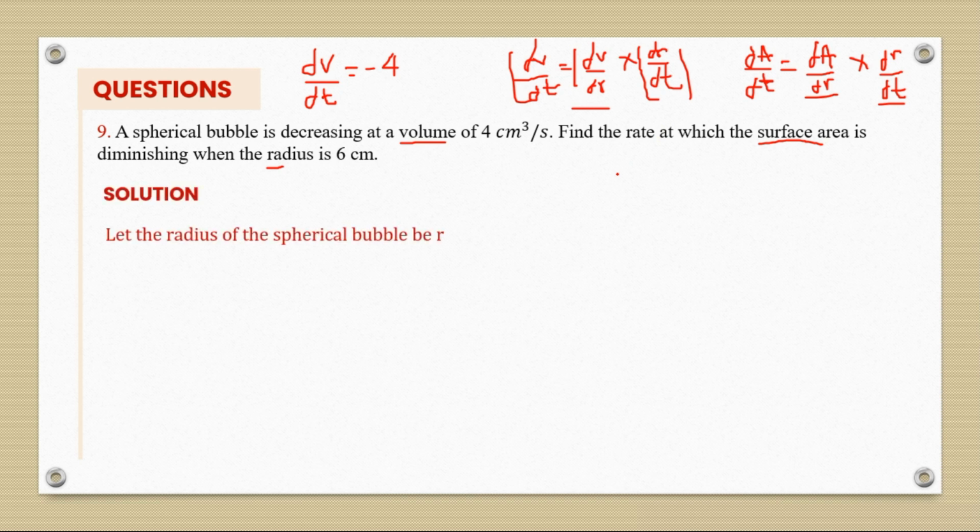So first of all, we're going to let the radius of the spherical bubble be r. So that means that, as we've seen here, dV/dt is -4 cubic centimeters per second. Then dA/dt is what we're looking for. And then we've been told that r is 6 centimeters.